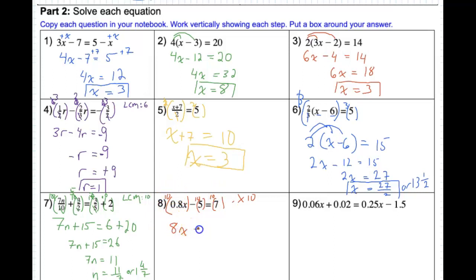8x minus 50 equals 70. Okay, and then isolating 8x first, so by adding 50 to both sides. So add 50 to both sides, that's 120. X equals, what's 120 divided by 8? 120 divided by 4 is 30, and then divided by 2 again would be 15. Okay, I could check that. I'm not going to for time reasons.